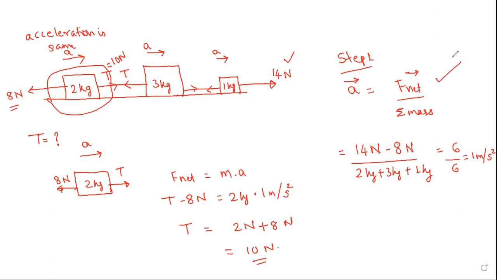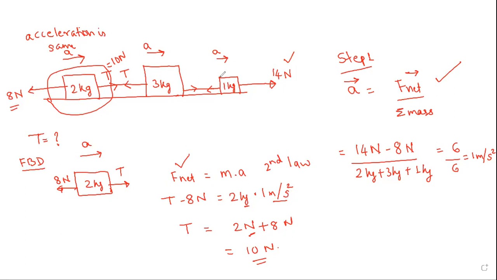Then you draw the free body diagram for the block for which the tension is to be determined, do the force balance, find the net force, and then apply Newton's second law, which says that net force is equal to mass into acceleration. So the net force would be tension on this side minus 8 is equal to 2 Newton, because kg into meter per second square is Newton. And that gives us the tension of 10 Newton.